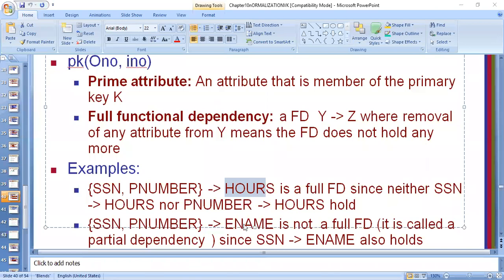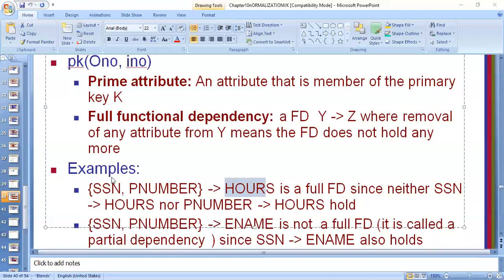So this is how we determine, for every attribute, whether every attribute is fully functionally dependent on the primary key. There may be a single primary key or a composite primary key. Normally, in second normal form, the problem will arise only for a composite primary key. So whenever we have a composite primary key, we have to check whether the remaining attribute is fully functionally dependent on the combination of values, or it is dependent only on one particular attribute.